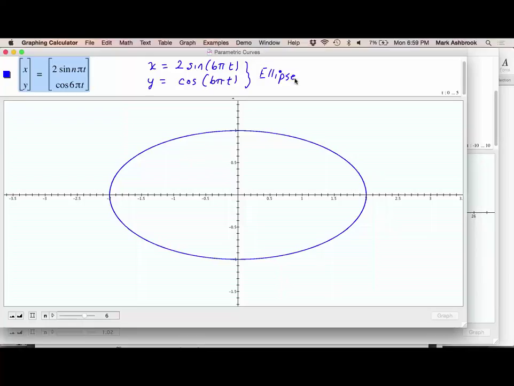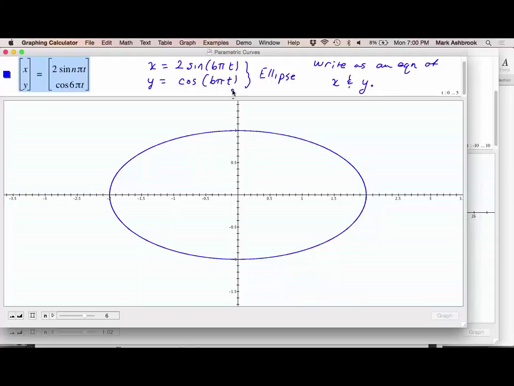So can we write this as an equation of x and y? So this is not where you're going to solve x for t and plug it into y, because what's going to happen if you try to solve x for t? What are you going to get? x over 2, yeah, and then arc sine, right? We're going to take the arc sine and plug it into y. This is not the way to go. Don't do that. You don't want cosine of arc sine of something.